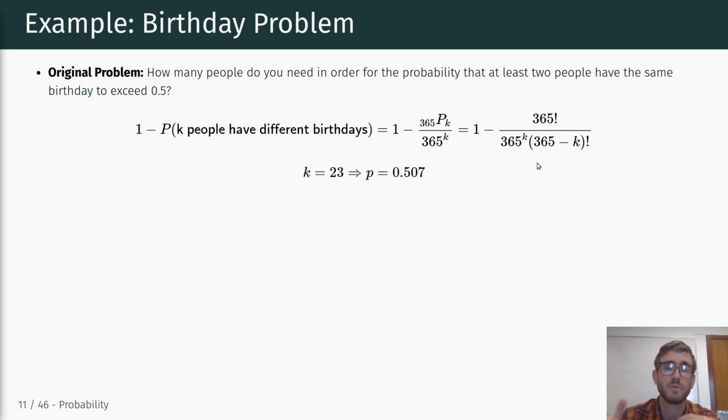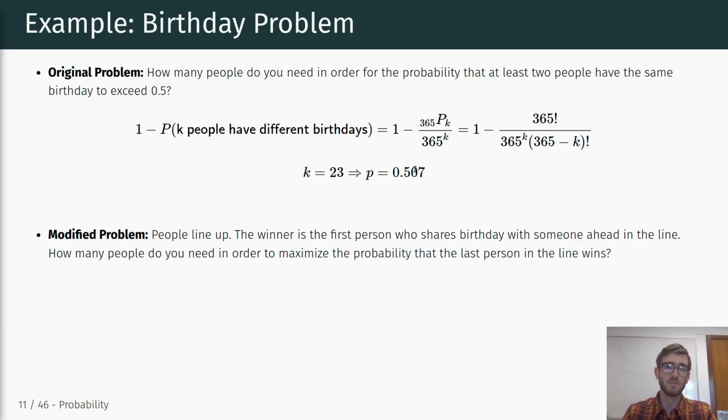Now what we can do is plug in, and in the chapter you'll see some R code to do this for different numbers. We can plug in different numbers for k and compute the resulting probability. If we do that, we'll see that as soon as we have 23 people in a room together, the probability that at least 2 have the same birthday is 0.507, so it exceeds 50%.